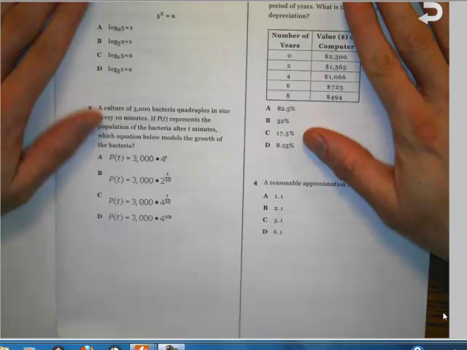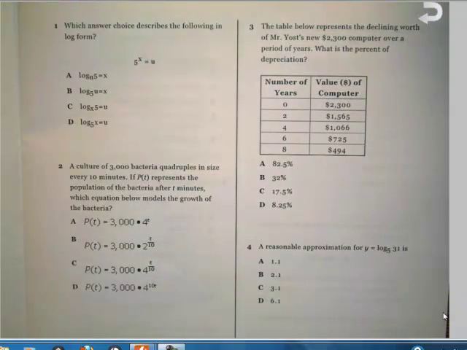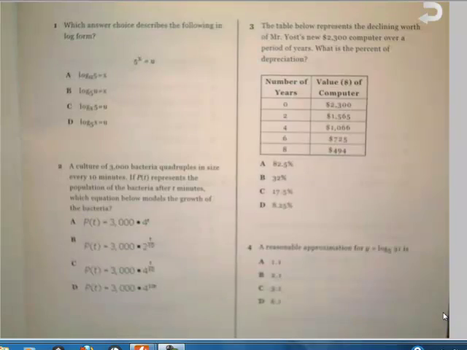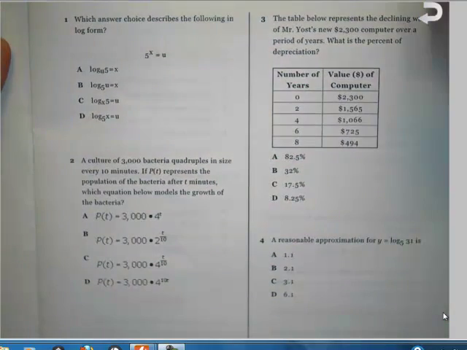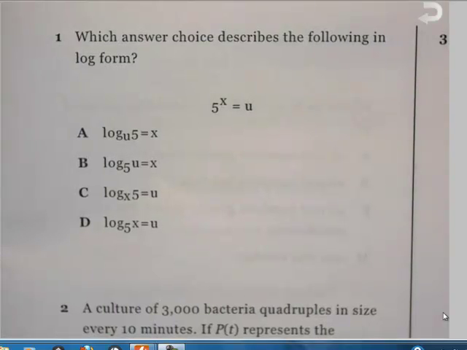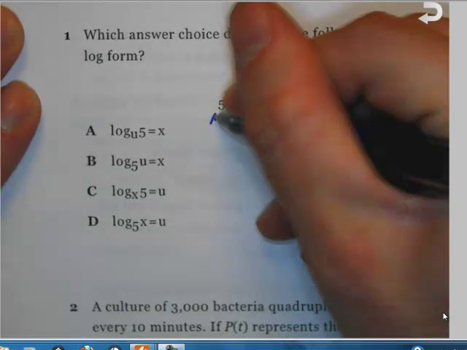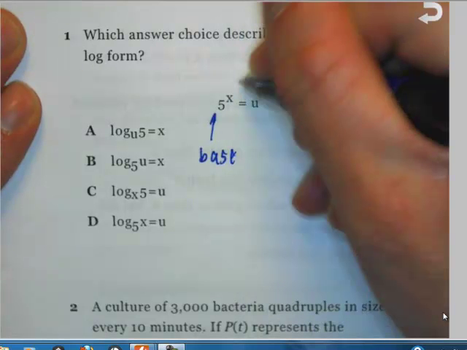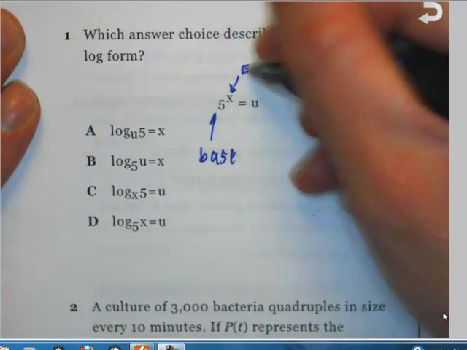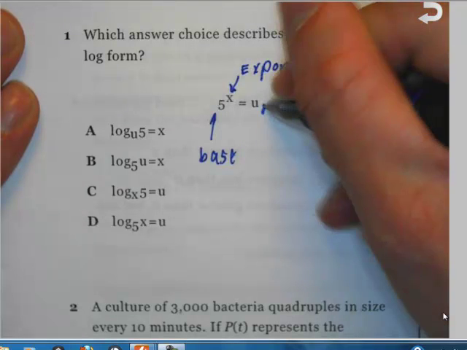Okay, so let's start with number one. Let's see if I can get this to actually look decent. Okay, so for the first one, there we go. Which answer choice describes the following in log form? So you had to recognize you had your base, your exponent, and your term.